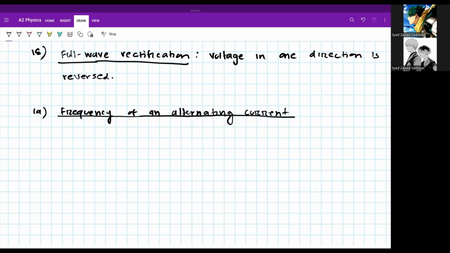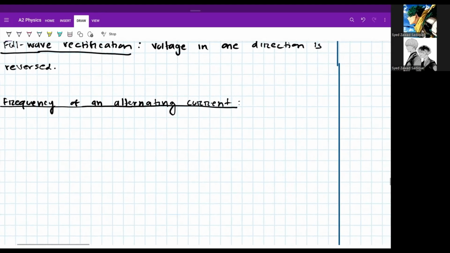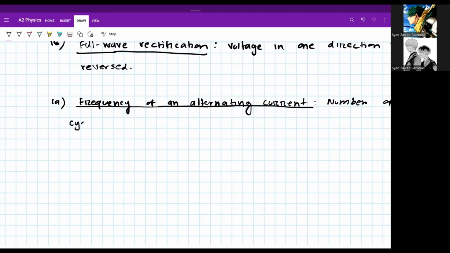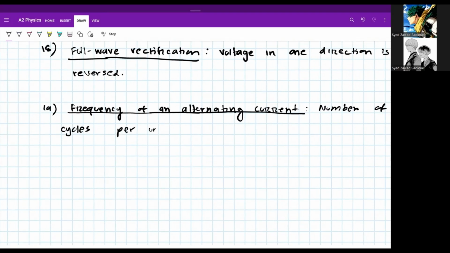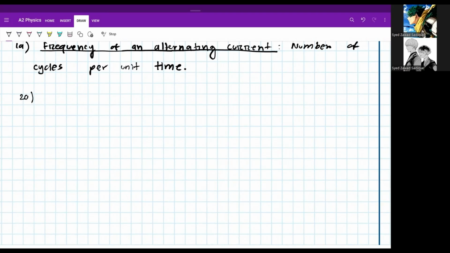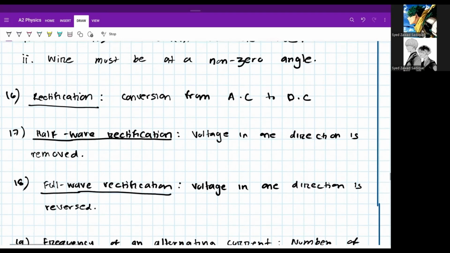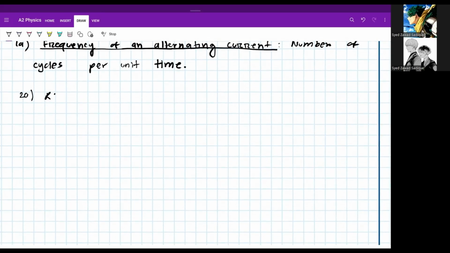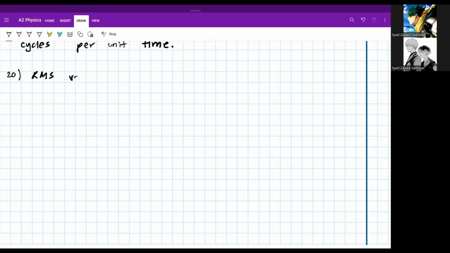Okay, so it is number of cycles per unit time. Number 20 is RMS value of an alternating voltage. Oh, sorry, of an alternating current.